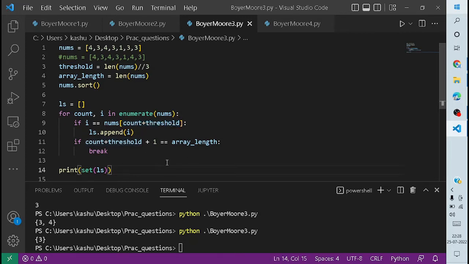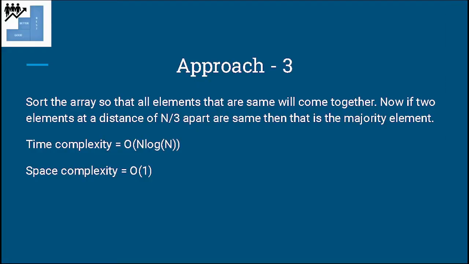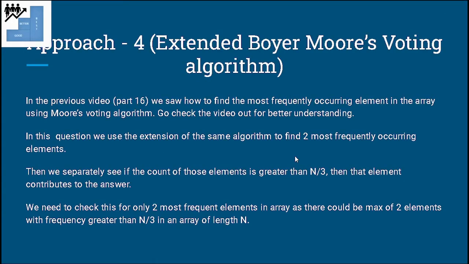All right. Now let's move on to the last approach, which is the most interesting approach, because using this approach we can get the two most frequently occurring elements in the array, and that too in just O(n) time complexity without any additional space required.